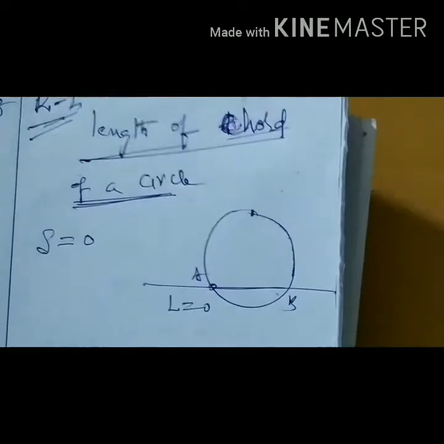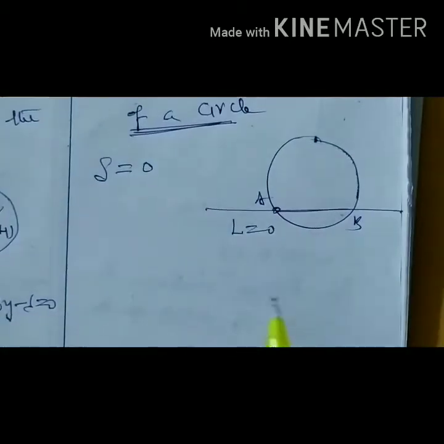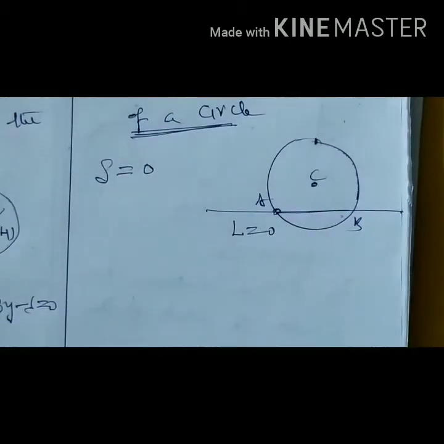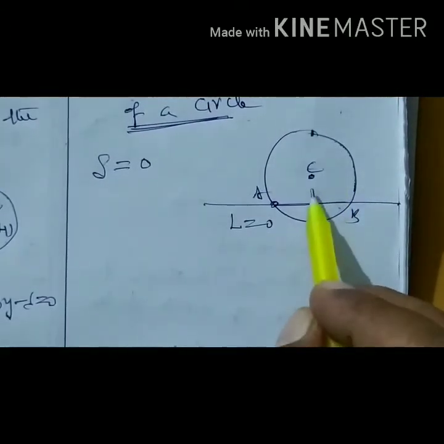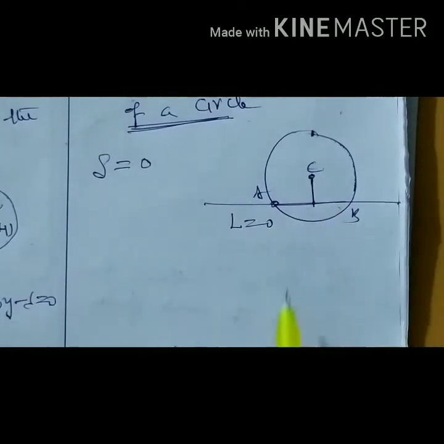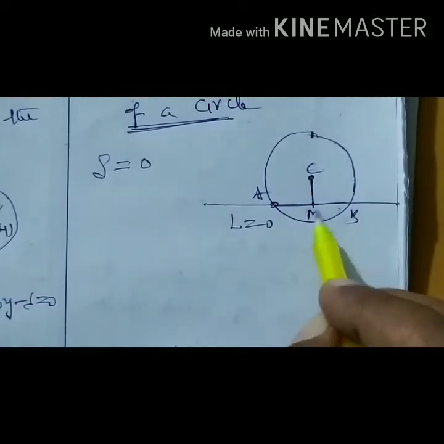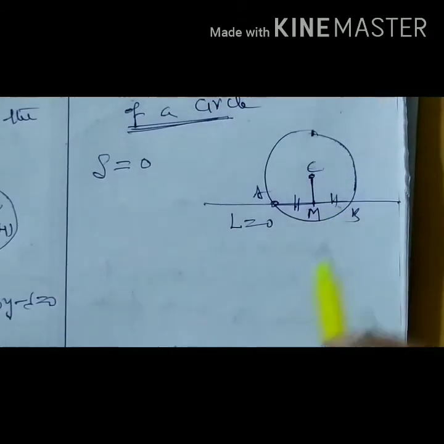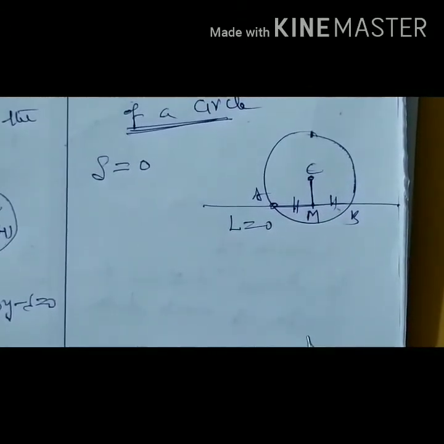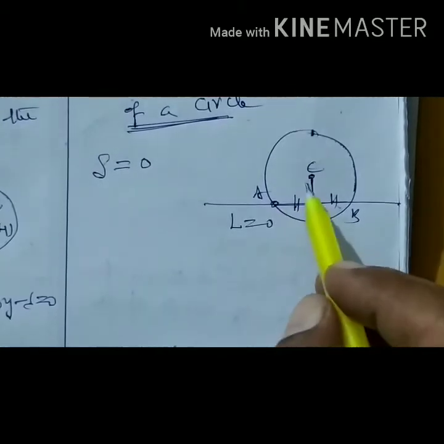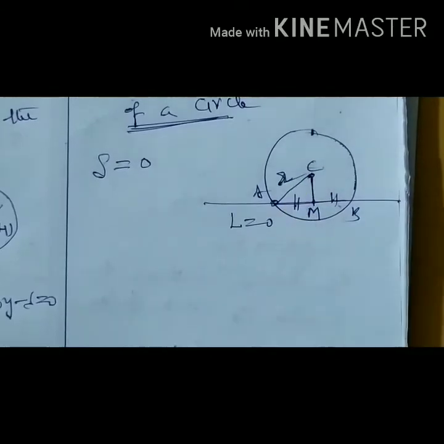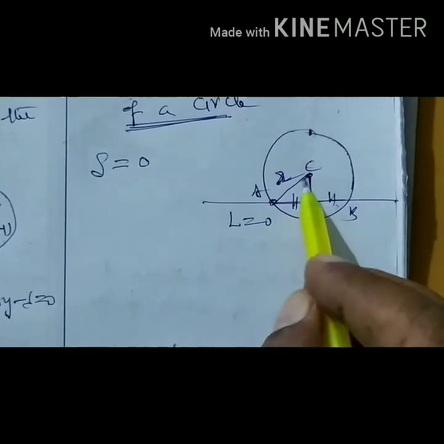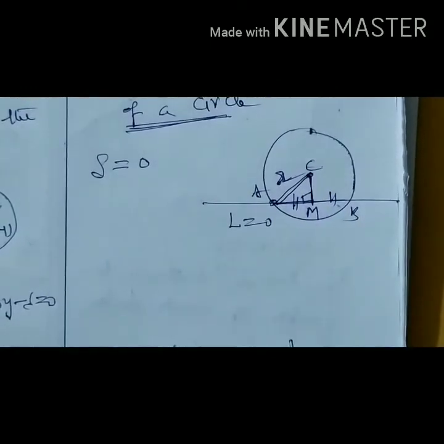Now let us find the length of the chord using the geometrical concept. Suppose C is the center of the circle, and from the center if you draw a perpendicular, it intersects the chord at M. M is the midpoint. The perpendicular bisects any chord of the circle. That is the basic result. And suppose R is the radius of the circle. If you see here, CAM is a right angle triangle.